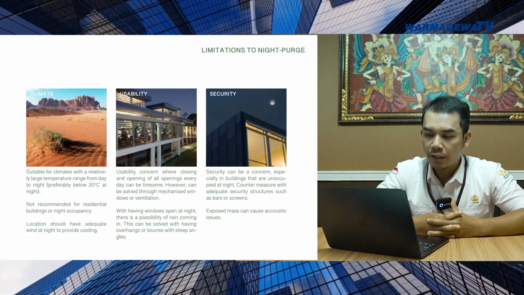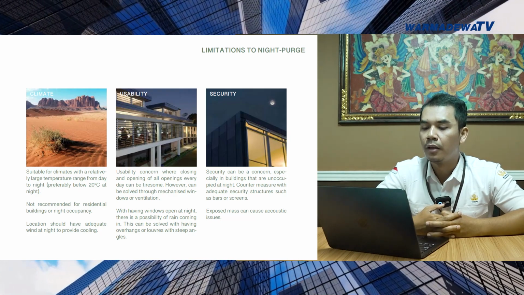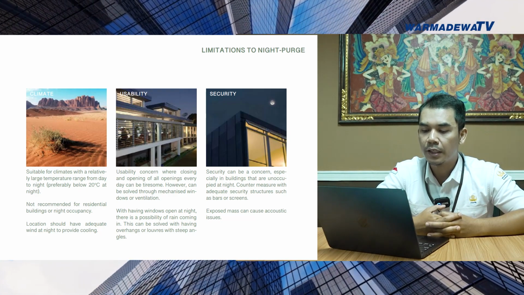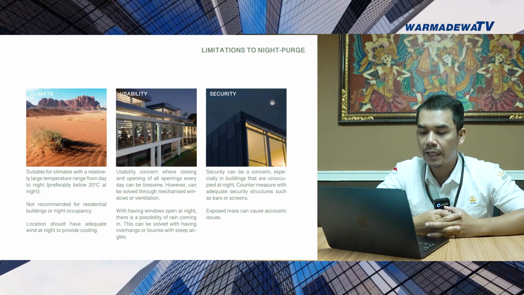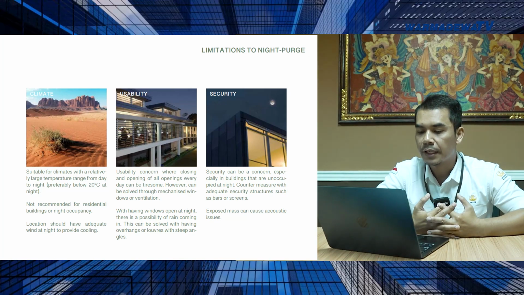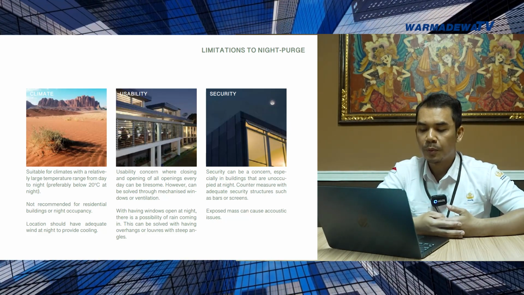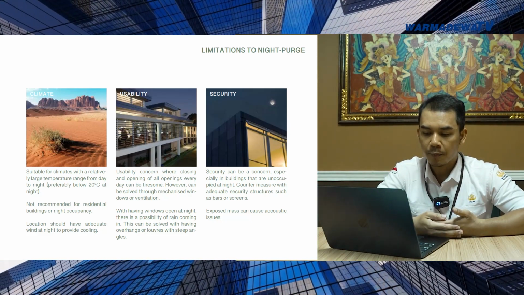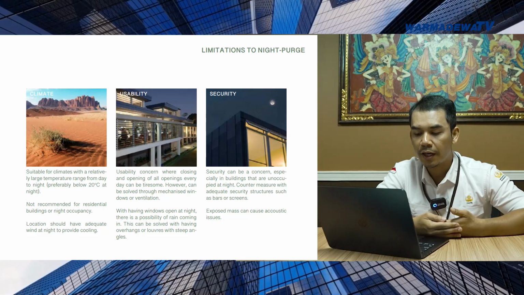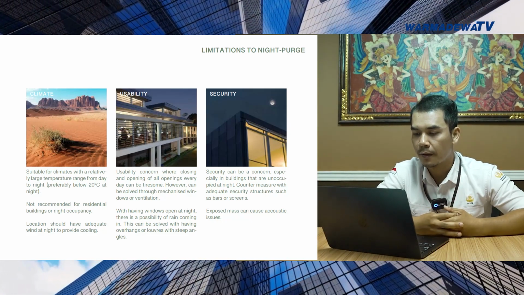The second limitation is in terms of usability. Usability concern where closing and opening of all openings every day can be tiresome. However, this can be solved through mechanized windows or ventilation. With having windows open at night, there is a possibility of rain coming in. This can be solved with having overhangs or roofs with steep angles.